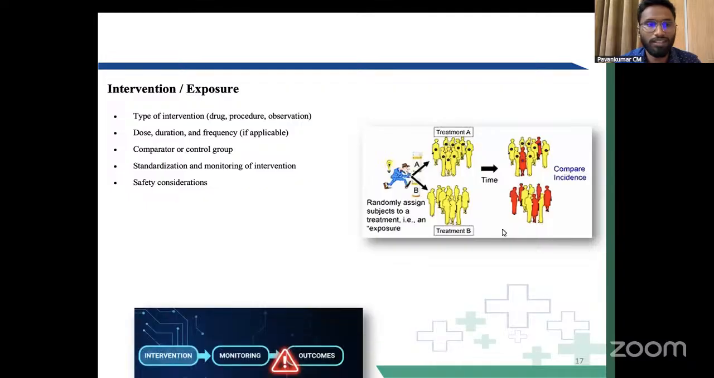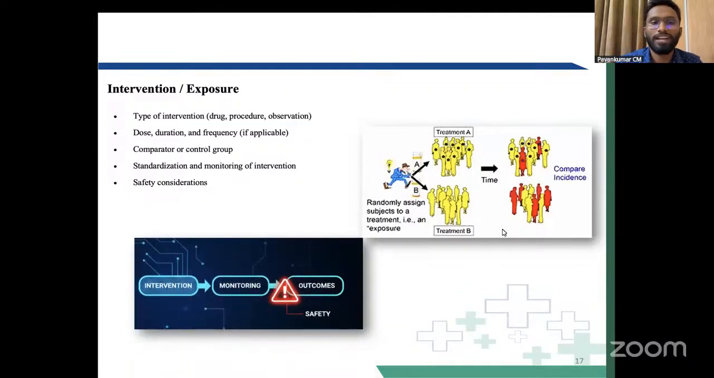And here comes the intervention or exposure. Here we are going to see the type of interventions. As we discussed, types of interventions are based upon drugs or procedures, whether we want to alter any of the things, or whether it is an observation kind of study. And in dose adjustment, this ensures that the intervention is consistent across participants and reproducible in further studies.